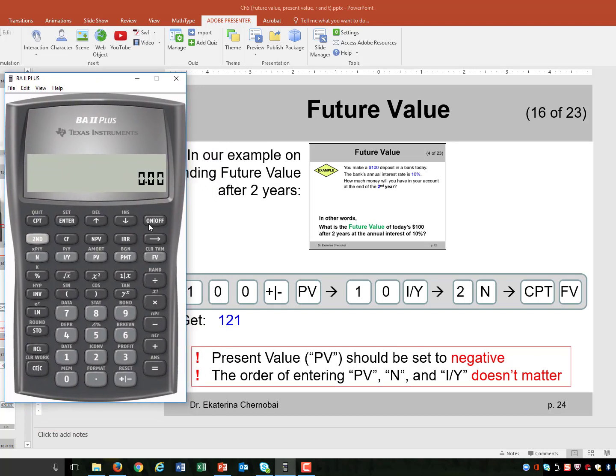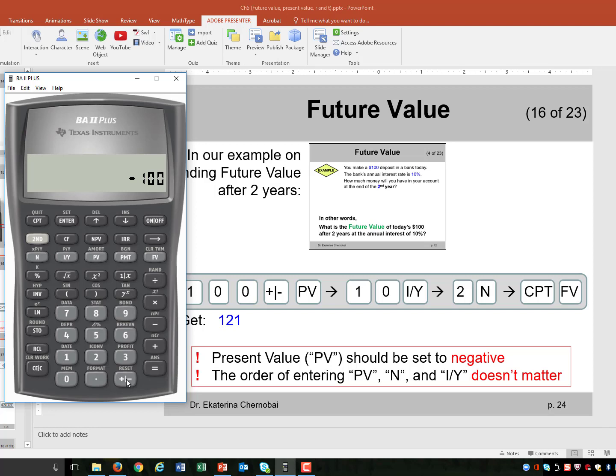Turn the calculator on, then put $100, right? 100. Change it to a negative value. This is how you should enter the deposit amount correctly. So press the plus minus key.